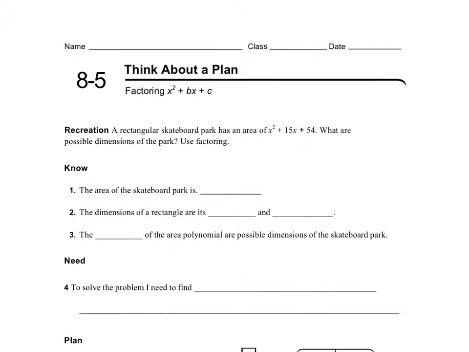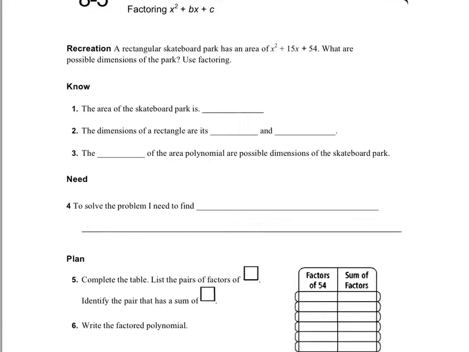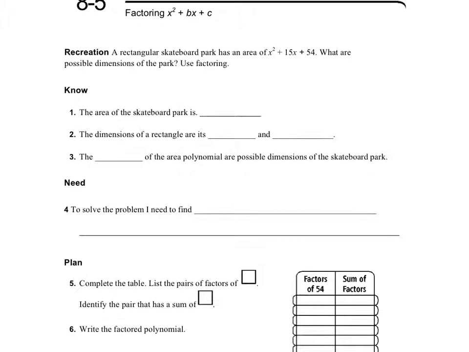So recreation. A rectangular skateboard park has an area of x squared plus 15x plus 54. What are the possible dimensions of the park? Use factoring. Okay, so the area of the skateboard park. It's a rectangular skateboard park, and they're telling us what the area is. So that's going to be x squared plus 15x plus 54. Okay.